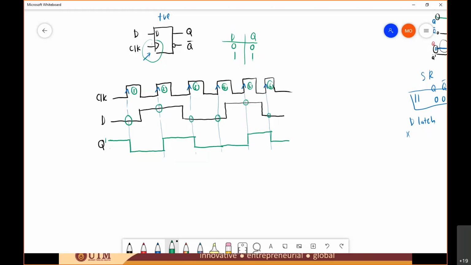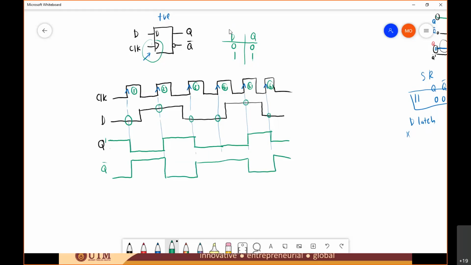Okay, boleh. Untuk Q bar, kamu inverted lah the output Q ni. So contoh, this is a Q bar. So apa yang berlaku? Kosong, 1, kosong, 1, kosong and 1. So this is your output Q bar. This is for the rising edge.